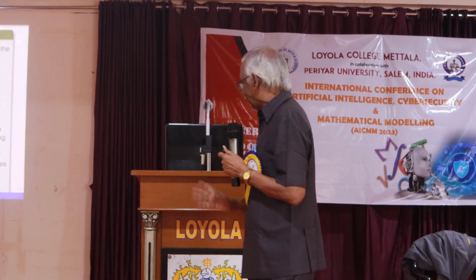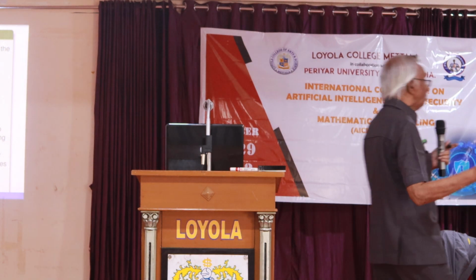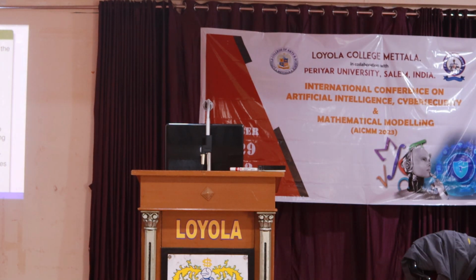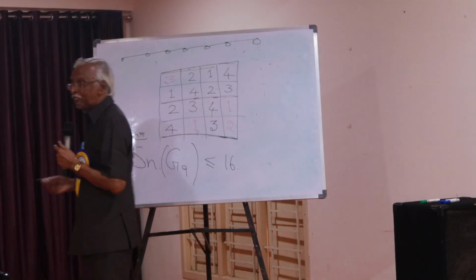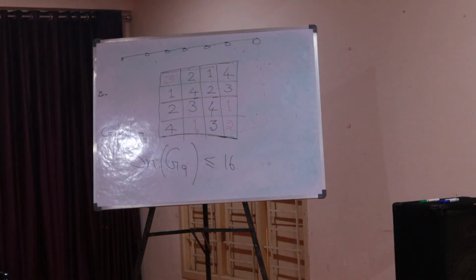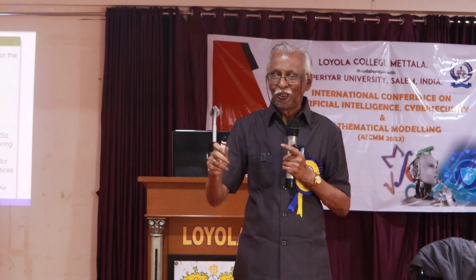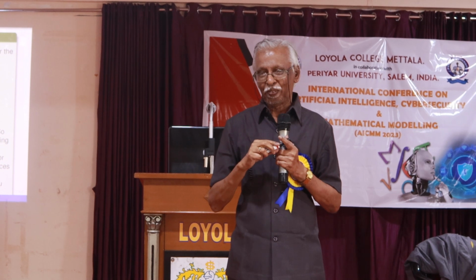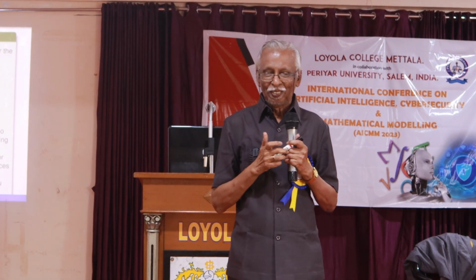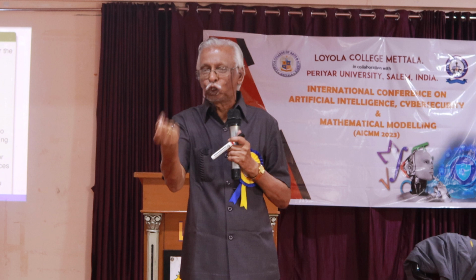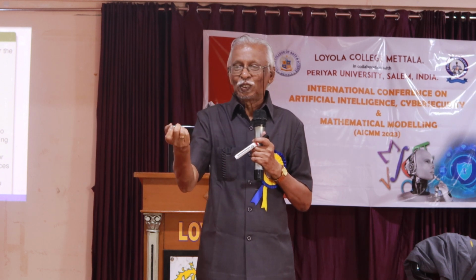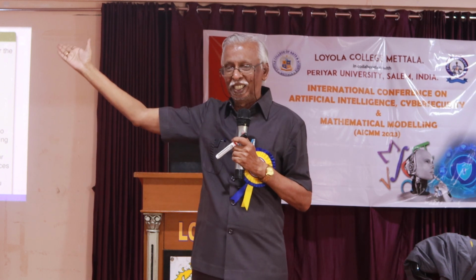Let us take, for example, a very simple example. Take a path on 5 vertices. What's the minimum number of colors to be given so that it is uniquely extendable? Chi is 2. What is the Sudoku number for this graph? What is the minimum number of vertices to be colored so that the extension is unique?